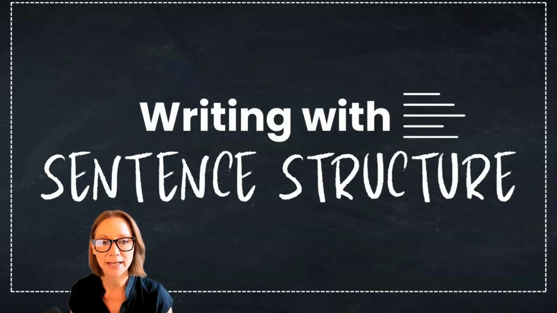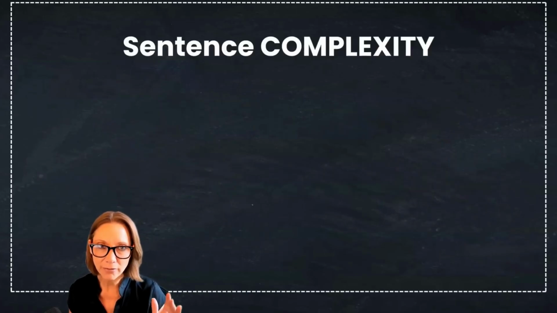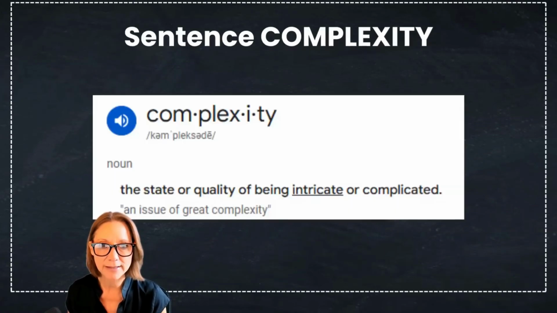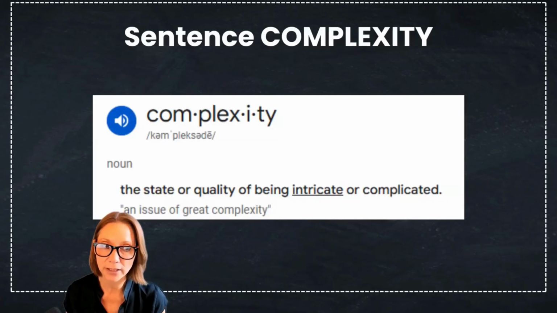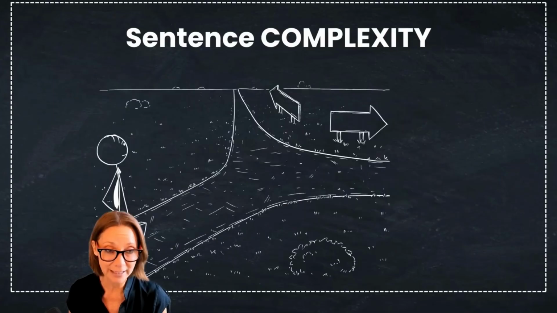Let's take a look at our skill for today, which is writing with sentence structure. Now, this comes under the umbrella of what's called sentence complexity. And the definition of that is the state or quality of being intricate or complicated. Intricate meaning that it's interesting, and complicated meaning that it's kind of cool to figure out, like a puzzle. It's not confusing, because your reader doesn't want to be confused. If it's intricate, complicated, it's actually fun to read.